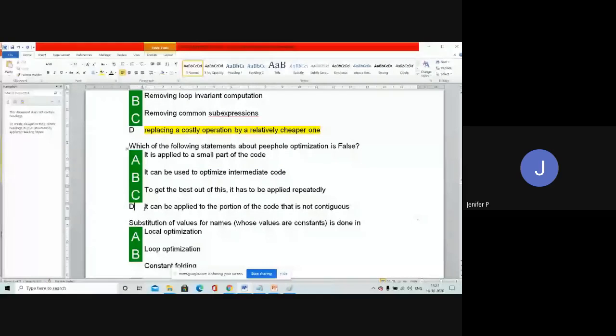It has to be applied repeatedly. இத வந்து திருப்பி திருப்பி நம்ம அப்ளை பண்ணலாமா? ஒரு வாட்டி அப்ளை பண்ணிட்டு ஆப்டிமைஸ் பண்ணிட்டு திருப்பி திருப்பி அப்ளை பண்ணலாமா? Yes, it can be applied repetitively to get the best code, right?